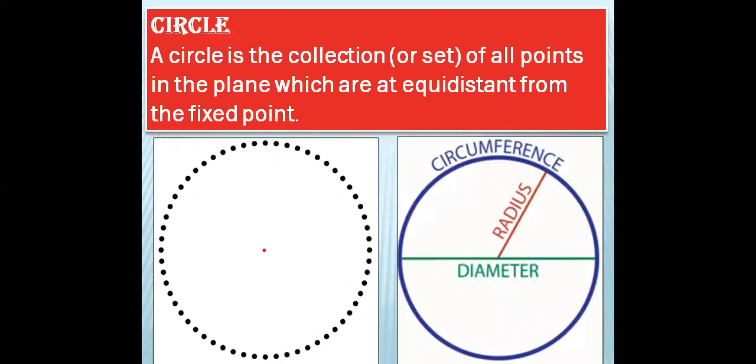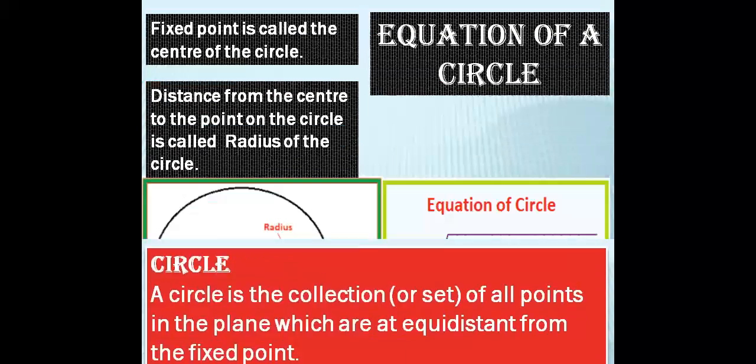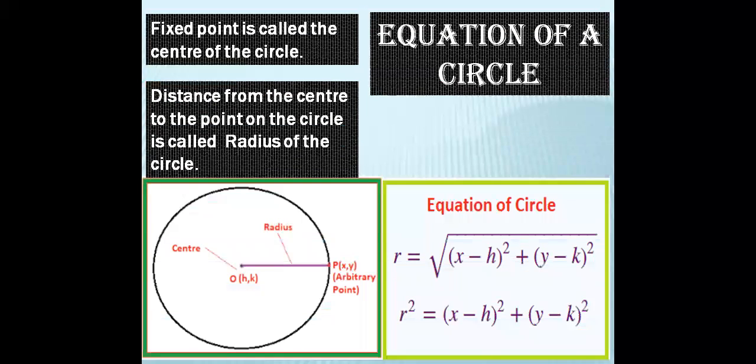Next is circle. Circle is the collection of all points in the plane which are equidistant from a fixed point. The fixed point is called the center and the fixed distance is called the radius. After explaining the components of this circle, the teacher, from this definition, can find the equation of the circle.